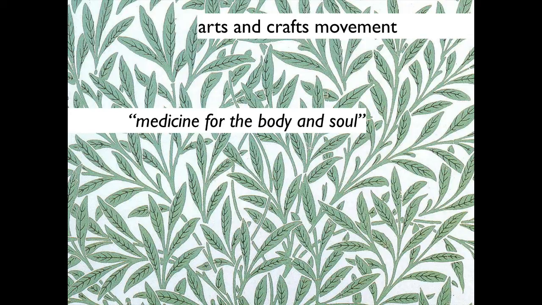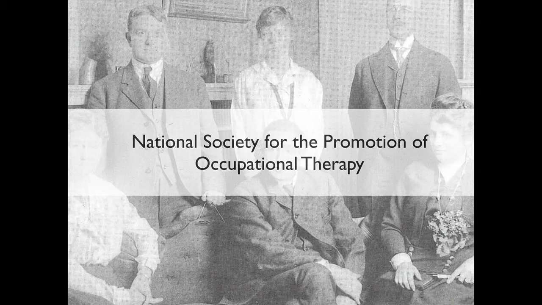So those things, and a few others, but they're the two key things, eventually ended up in the founding of the National Society for the Promotion of Occupational Therapy in 1917 in America. There are other places where the history of OT has been traced back much earlier than 1917, but in terms of the modern profession, this was really the key event.